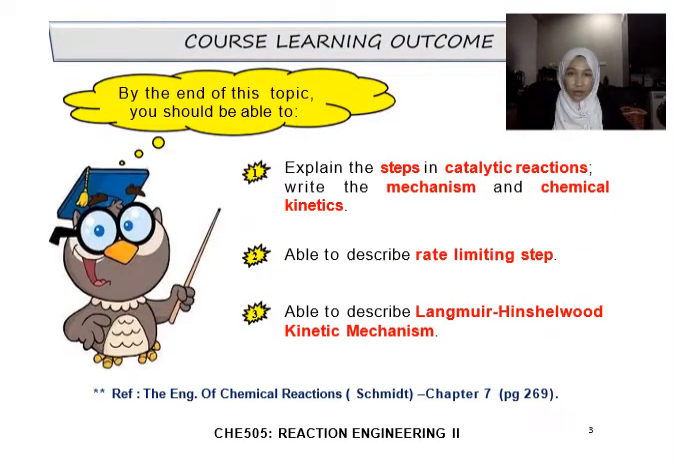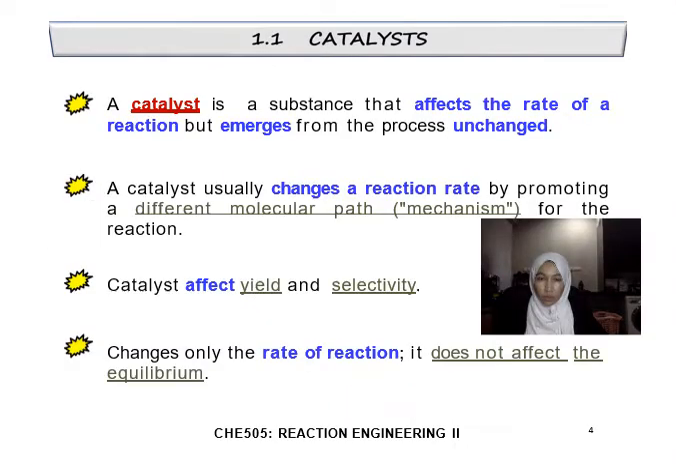So let's get started. The course learning outcome says here that by the end of this topic, you should be able to explain the steps in catalytic reactions. You'll be able to write the mechanism and the chemical kinetics. Hopefully you'll be able to describe the rate limiting step, and also describe the meaning of the Langmuir-Hinshelwood kinetic mechanism. So let's go to the first subtopic, which is catalyst.